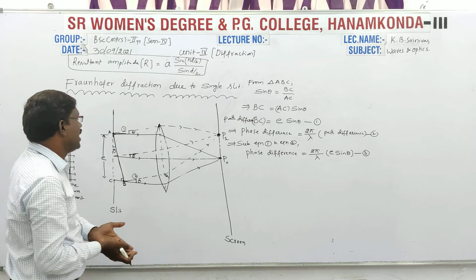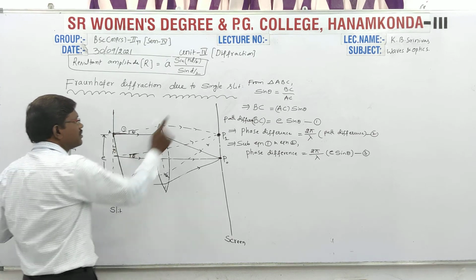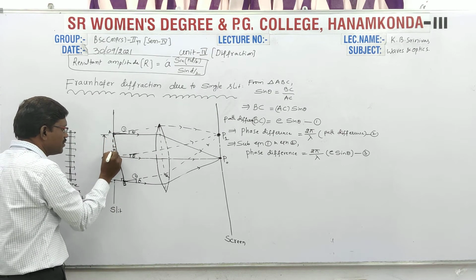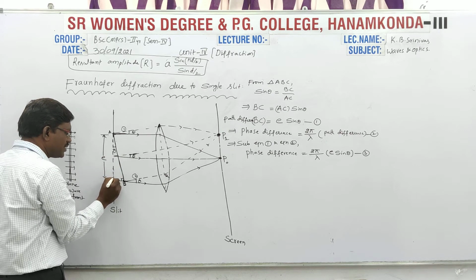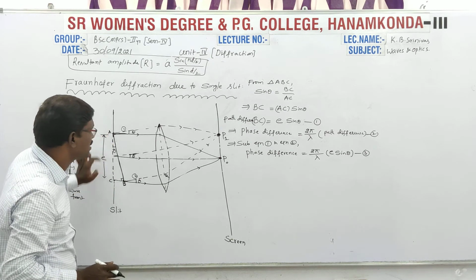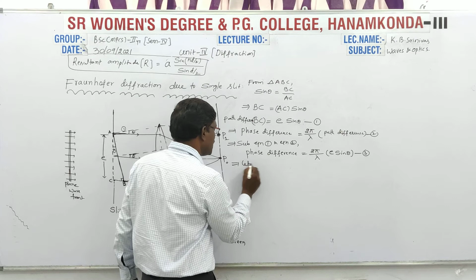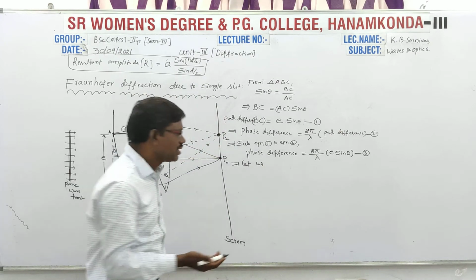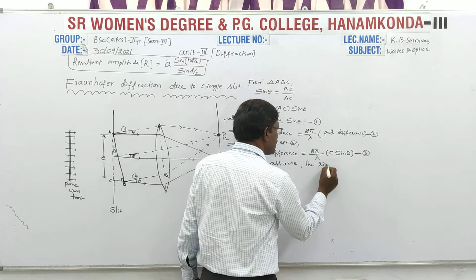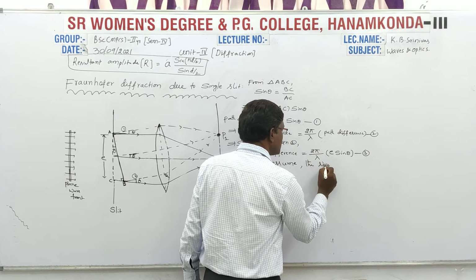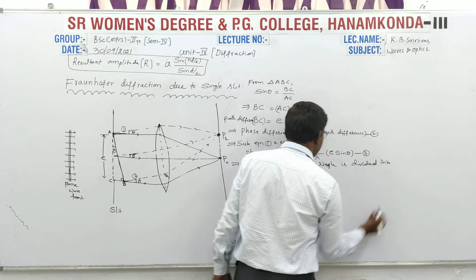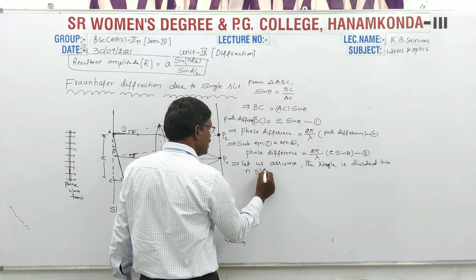So before that we have to assume this single slit. What is the width of this slit? Small e. This single slit is divided into n successive slits. Imagine like that. Actually this does not happen, but let us imagine, this is our imagination only. Let us assume the single slit is divided into how many slits? N slits.